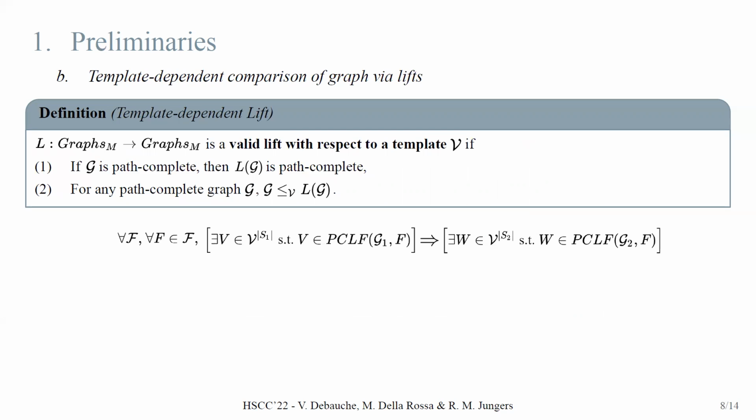So this kind of example has actually motivated the introduction of the notion of lift and its validity with respect to a template. So a lift consists in an operation on graphs such that the lifted graph remains path-complete and such that the lifted graph is better than the initial graph with respect to this template.